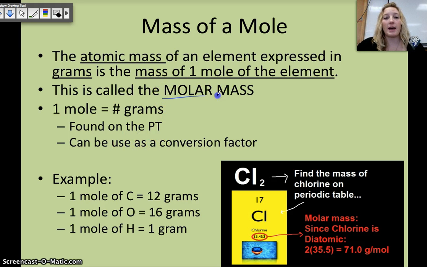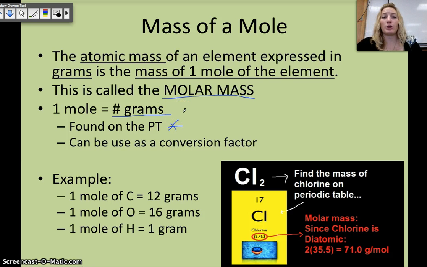Okay, so the molar mass is the mass of 1 mole of an element. It's found on the periodic table, and it's the number of grams in 1 mole. This can also be used as a conversion factor. 1 mole is equal to the number of grams. So we're going to be able to use that now to put it into terms that are actually useful for us in the lab. Because you're right, there really isn't anything in the lab for us to measure a mole with. Those balances, you can't put them in mole form, but you can put them in gram form.